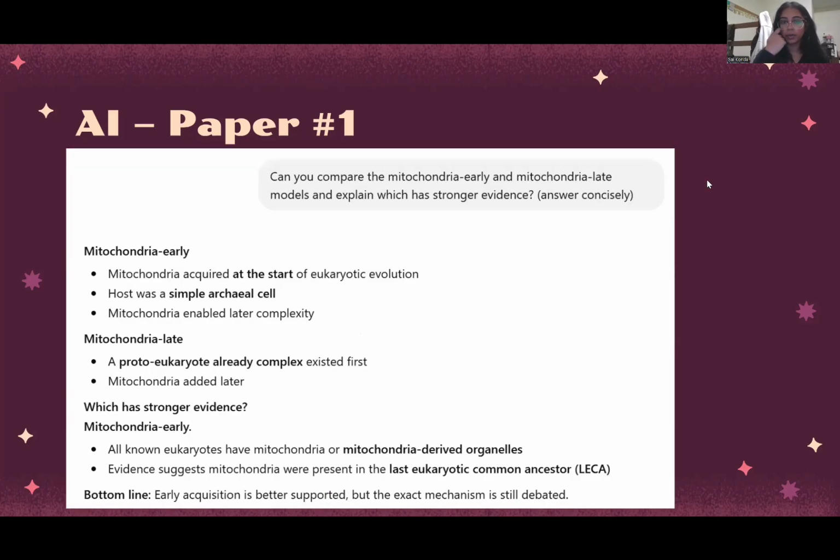For the fifth question, we asked, can you compare the mitochondria early and the mitochondria late models and explain which has stronger evidence? ChatGPT concluded that the mitochondria early model has stronger evidence, and while this is consistent with modern thinking and scientific literature, the paper presents the debate as more open-ended and unresolved.